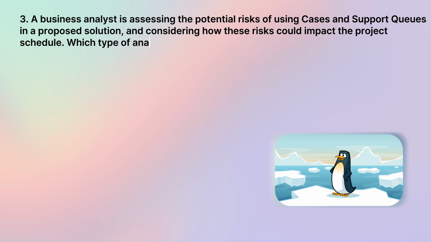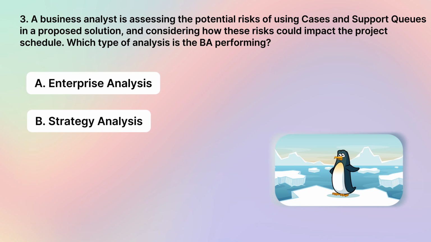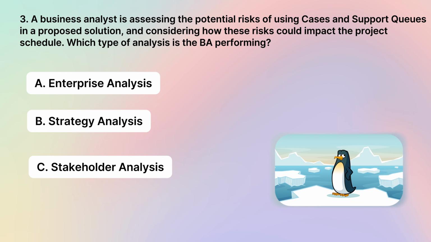A business analyst is assessing the potential risks of using cases and support queues in a proposed solution and considering how these risks could impact the project schedule. Which type of analysis is the BA performing? A. Enterprise analysis. B. Strategy analysis. C. Stakeholder analysis.